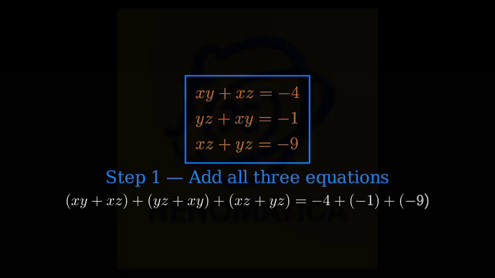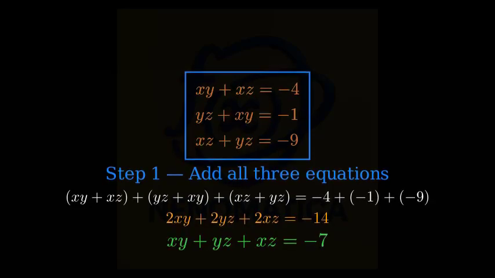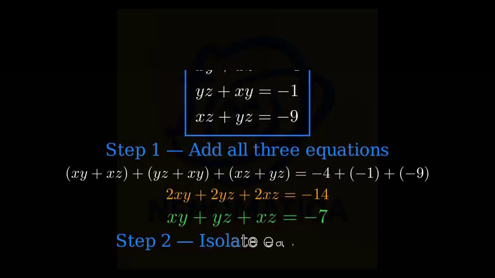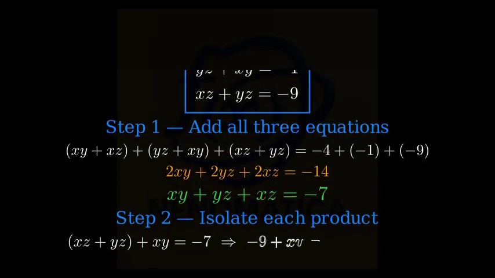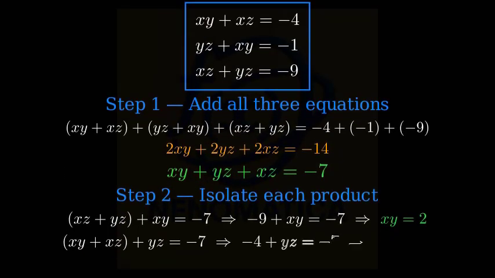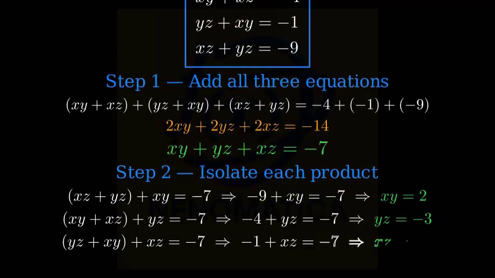When we add left sides and right sides, each pairwise product appears twice. That gives 2xy plus 2yz plus 2xz equals -14. Divide by 2 to get the sum xy plus yz plus xz equals -7. Step 2. Use the sum equal -7 to isolate each product. Take xz plus yz plus xy equals -7. Replace xz plus yz by -9 from the third equation.